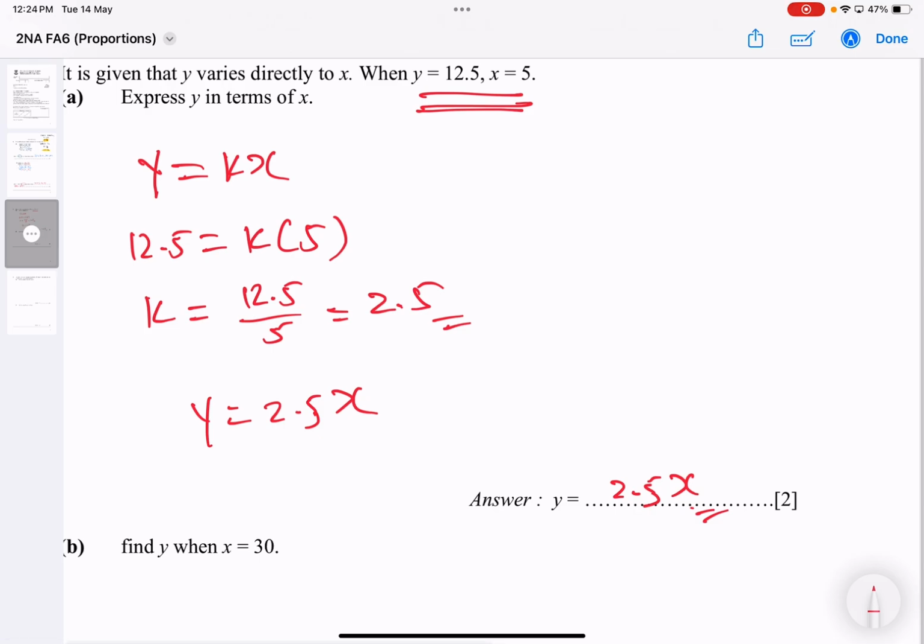Hey, your x doesn't really look like x. This one I'll give you 1 mark. Then how about the next one?